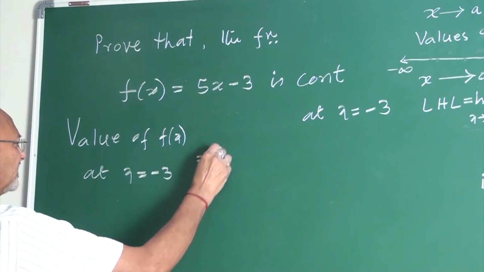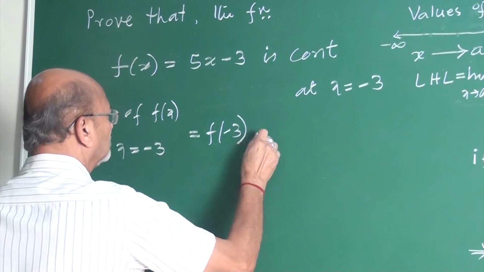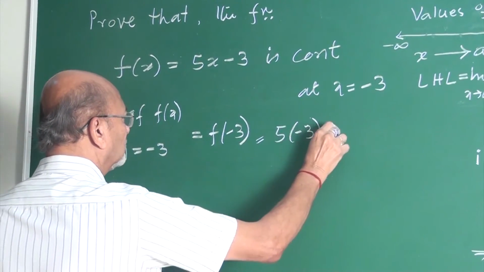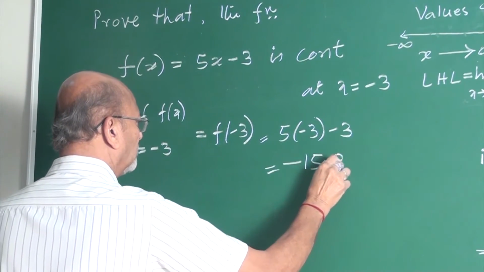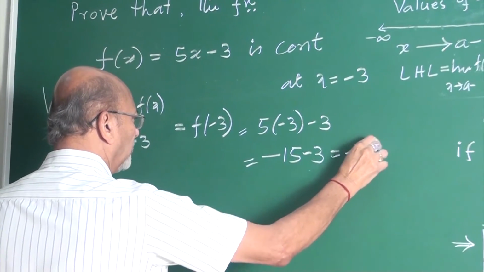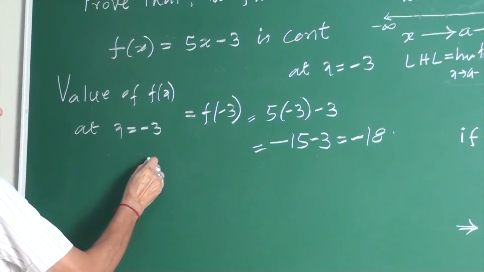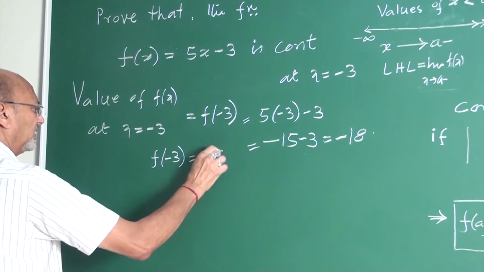We write it as f of minus 3. Substitute here: 5 into minus 3, what is it? It is minus 15, minus 3 means minus 18, my friends. This is the value. So f of minus 3 is minus 18.